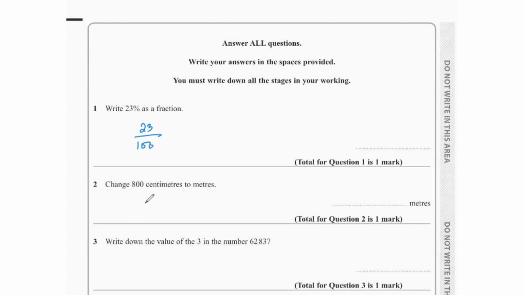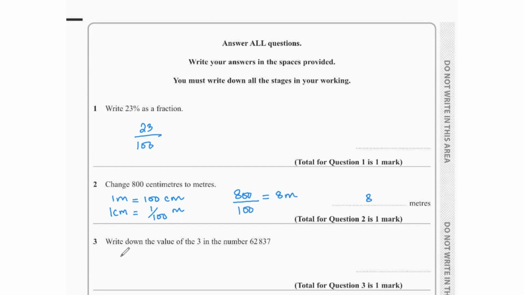Then it says change 800 centimeters to meters. So if 1 meter has 100 centimeters, 1 centimeter will have 1 over 100 meters. So to change 800 centimeters to meters, we divide 800 by 100, and that gives us 8 meters.